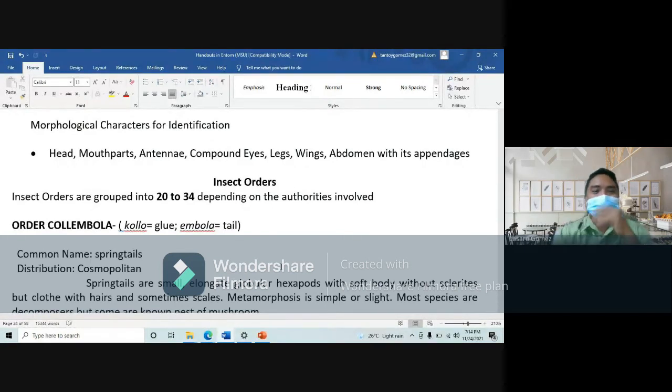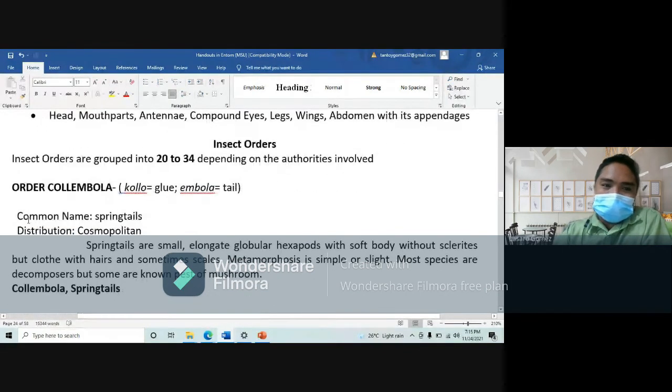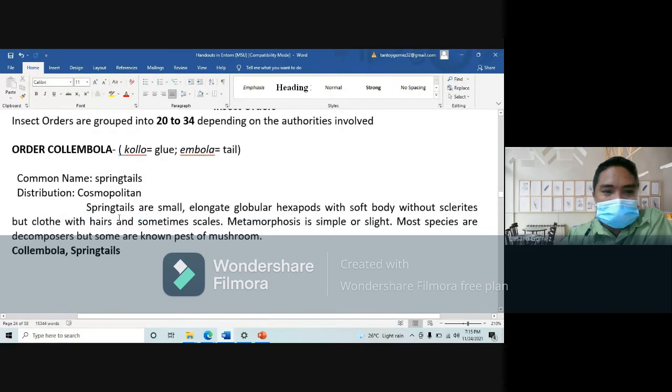Okay, so we have the first order, what they call Collembola. Take note, order Collembola. There are two words: collo and embola. Collo means glue while embola means tail. So this insect is a glued-tail insect. For example, the common name is springtails.